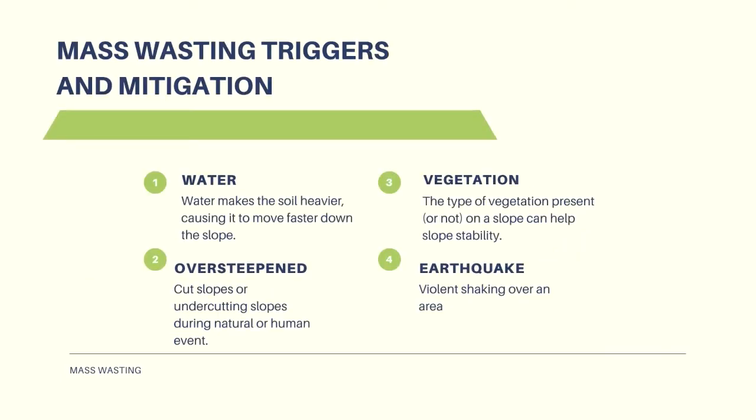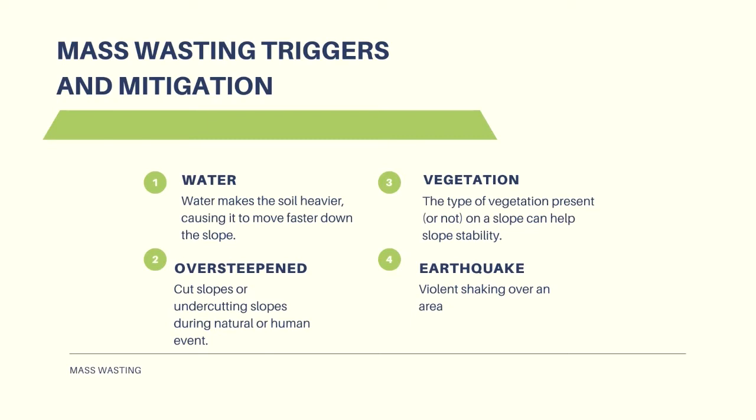At this point, let us discuss mass wasting triggers and mitigation. There are four common triggers of mass wasting that are important for you to know. Those are the following. First is water. Water makes the soil heavier, causing it to move faster down the slope. Second is oversteepening of the slope, both by human and natural events.